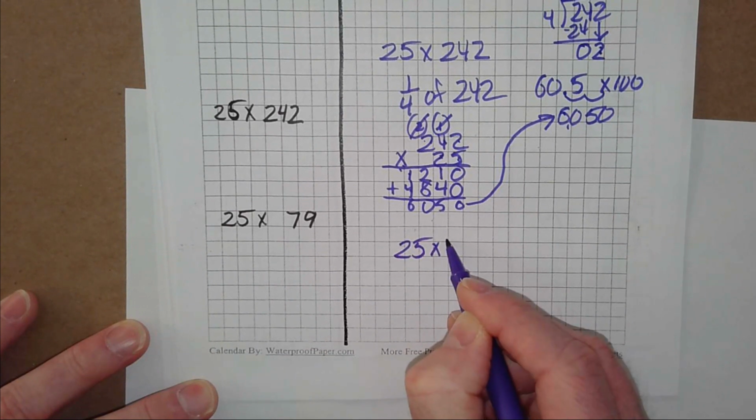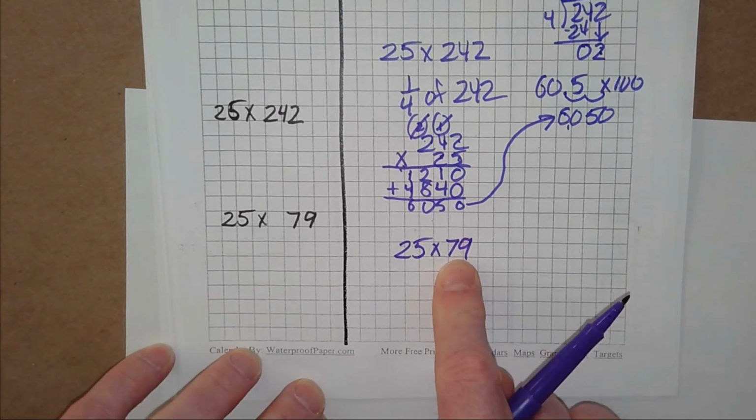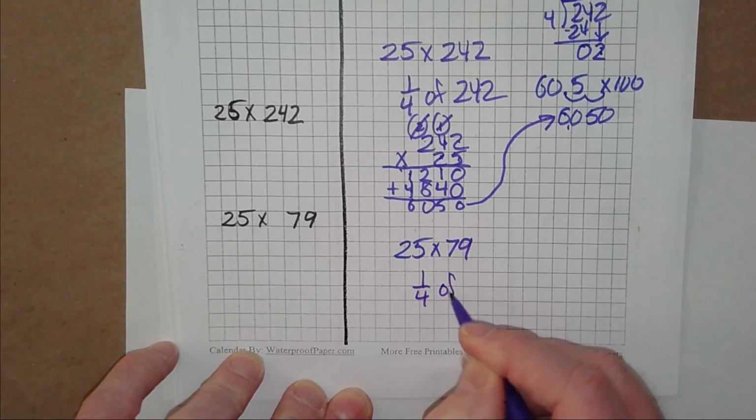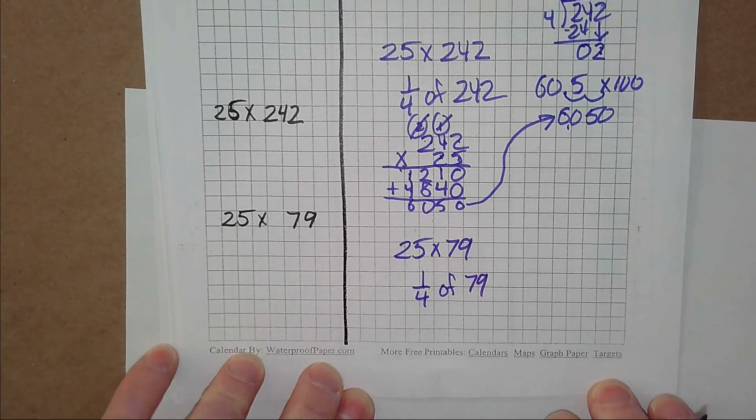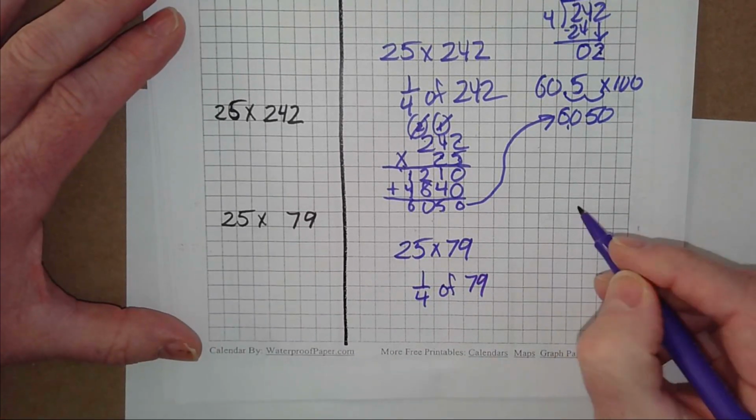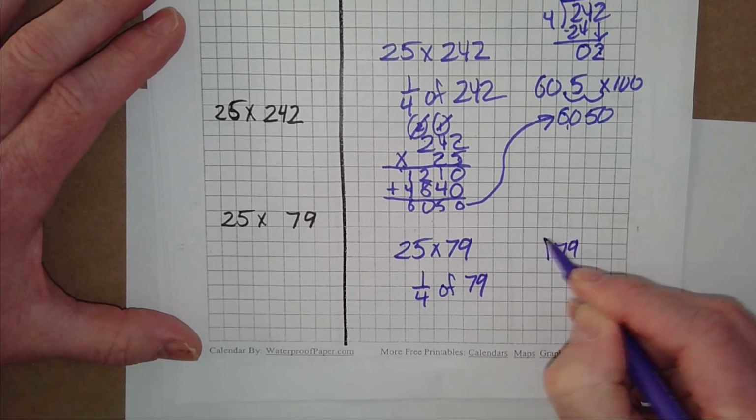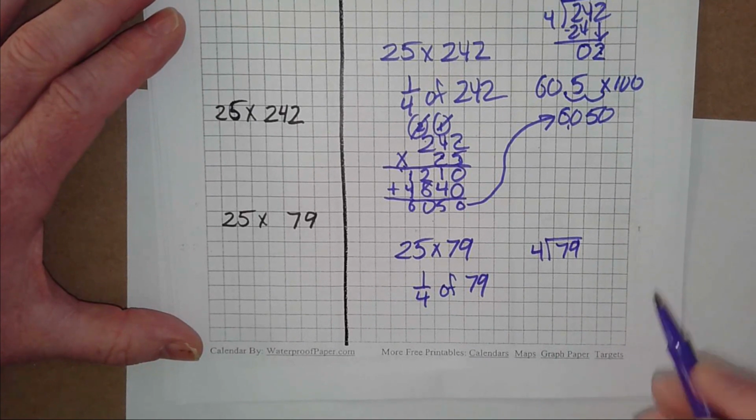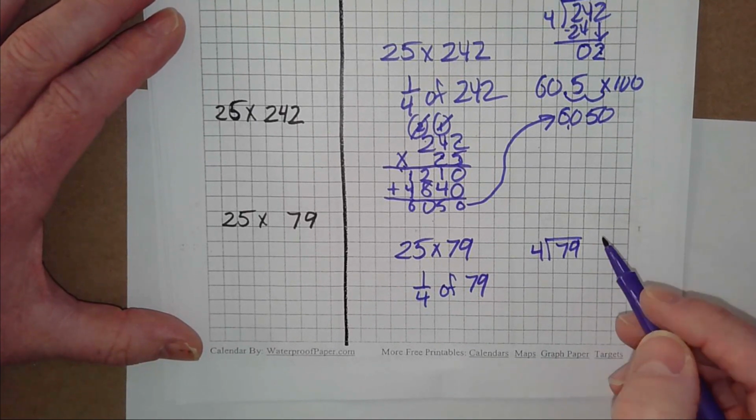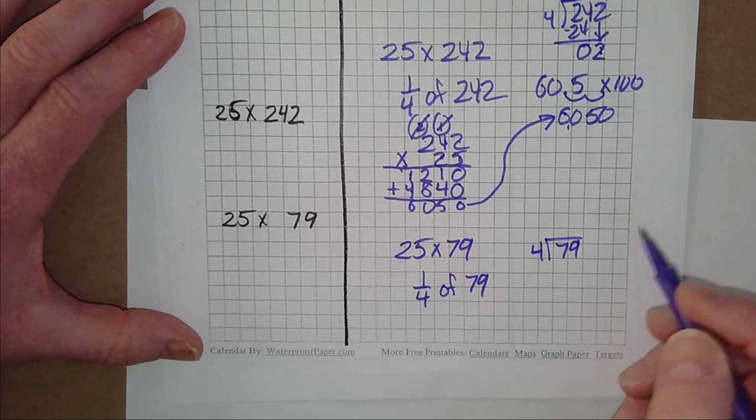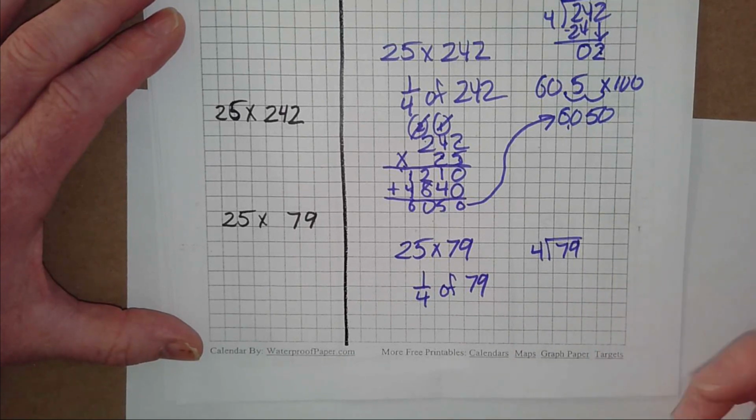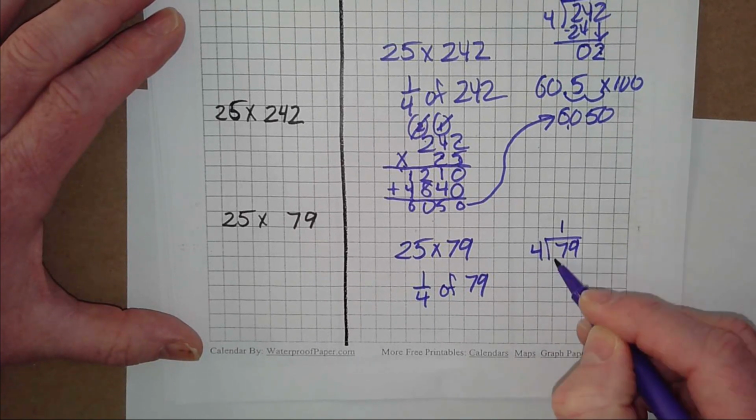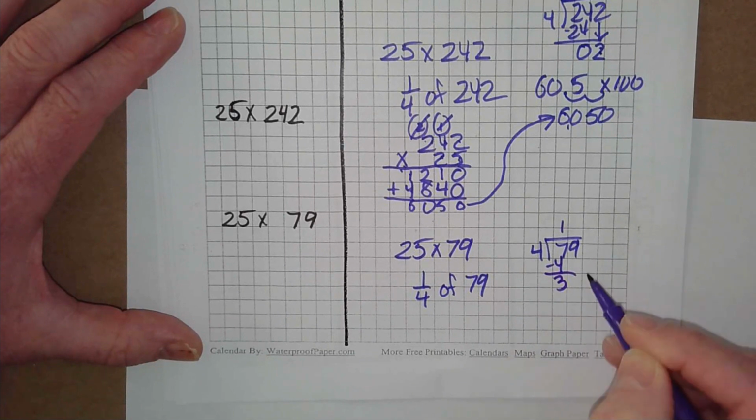Any time you multiply times 25, find a fourth of 79. And that'll turn out to be a mixed number. So what's 79 divided by 4? How many 4s fit into 79? How many 4s fit into 7 first? 1. Multiply and subtract to get 3. 39. Bring down our 9.